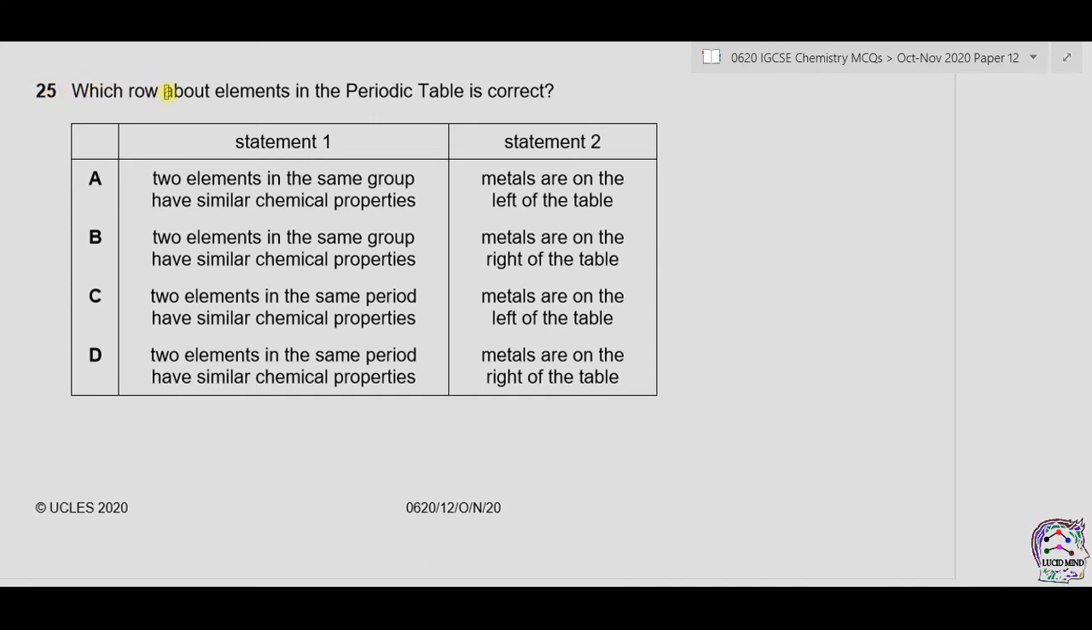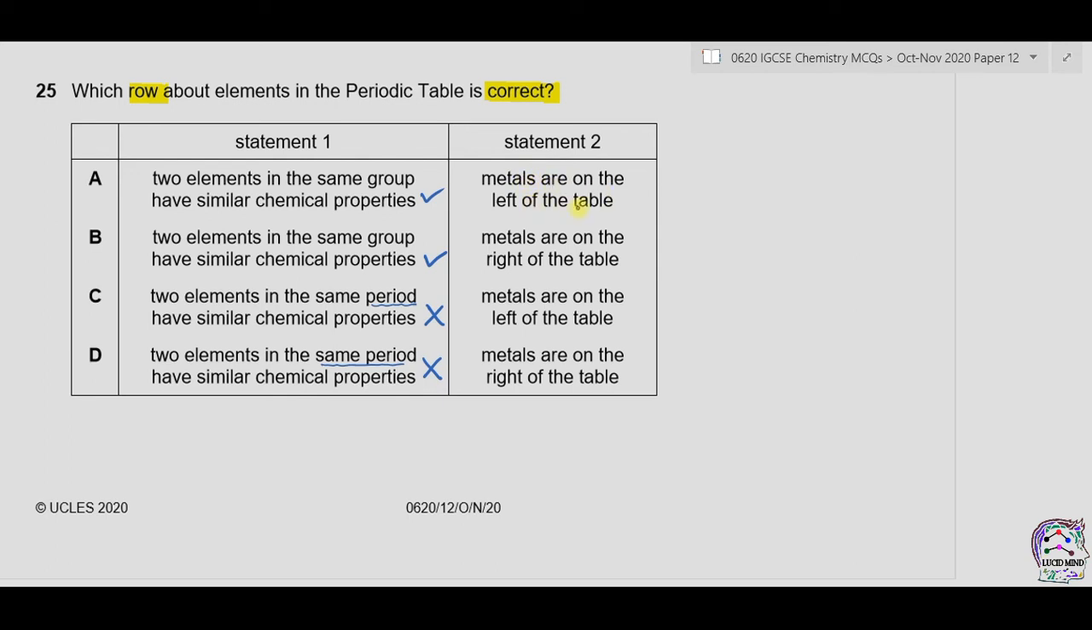Question 25. Which row about elements in the periodic table is correct? A. Two elements in the same group have similar chemical properties. This is true. B is two elements in the same group have similar chemical properties. In C, it says two elements in the same period have similar chemical properties. This is incorrect. In D, two elements in the same period have similar chemical properties. Again, this is incorrect.